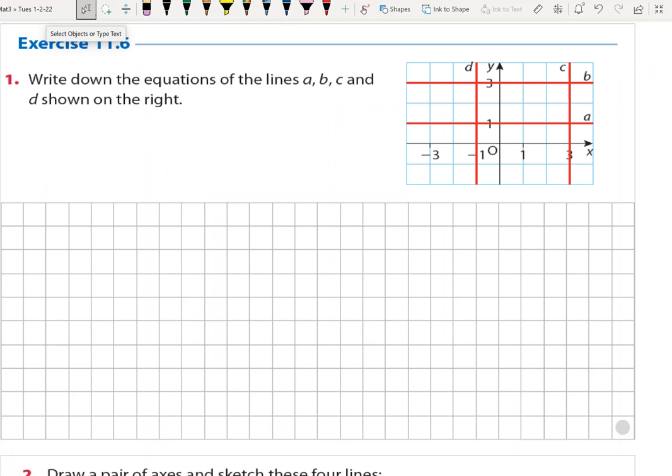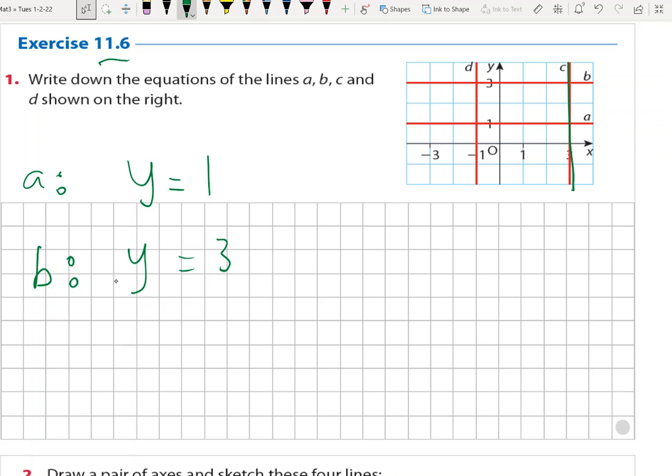Okay, your homework tonight is to do the odd number questions from section 11.6. So these are vertical and horizontal lines. We'll start off with A. A has a y value always equal to 1. B has a y value always equal to 3.